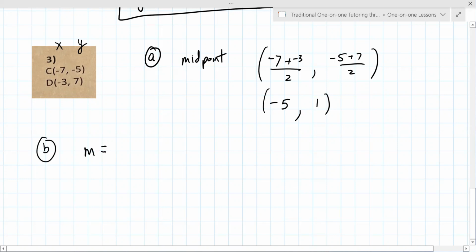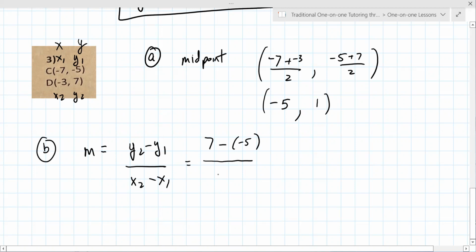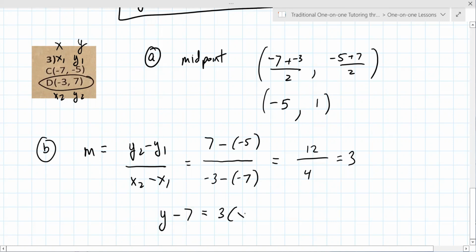All right, so part B. Part B is the slope. The slope is y2 minus y1 over x2 minus x1, and it's always x1, y1, x2, y2. So that's 7 minus a -5, and then -3 minus a -7. 12 over 4, which is 3. We don't have a great set of points. I'm still going to use the second ones here. Y minus 7 equals 3 times x plus 3.